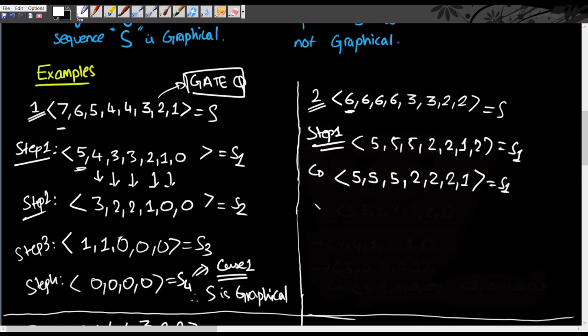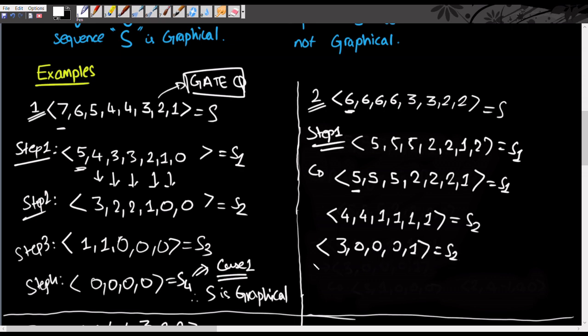Now continue the iteration. Your highest degree is 5. For the next 5 entries, you reduce the degree by 1 and remove this 5 altogether. So you're left with 4, 4, 1, 1, 1, 1. This is your S2. Continuing this further, for the next 4 entries, you reduce by 1. So you're left with 3, 0, 0, 0, 0, 1 as S2. Now this is not a descending sequence, so you reorder it to get 3, 1 and 3 zeros.